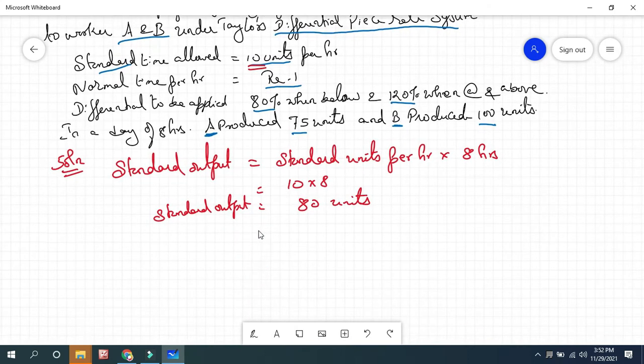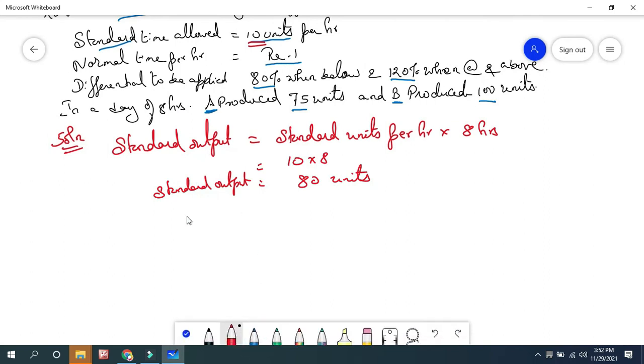Now we are going to calculate the piece rate for 1 hour. We have the normal time rate, it is 1 rupee. So for 1 hour it is 10 units, at the rate of 1 rupee per hour.